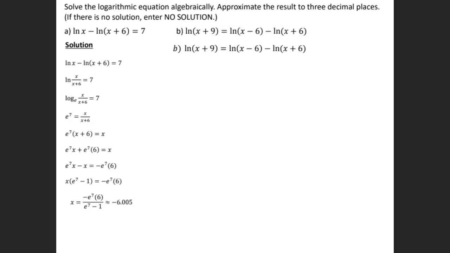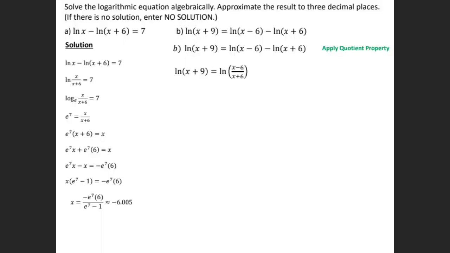So what I would do in B is I'm going to use some of my properties to condense and make my life a lot easier. So I see on the right side, I have 2 logs that are the same and they're being subtracted. I'm going to use my quotient rule. So this is going to give me the natural log of x plus 9 is equal to the natural log of x minus 6 divided by x plus 6.